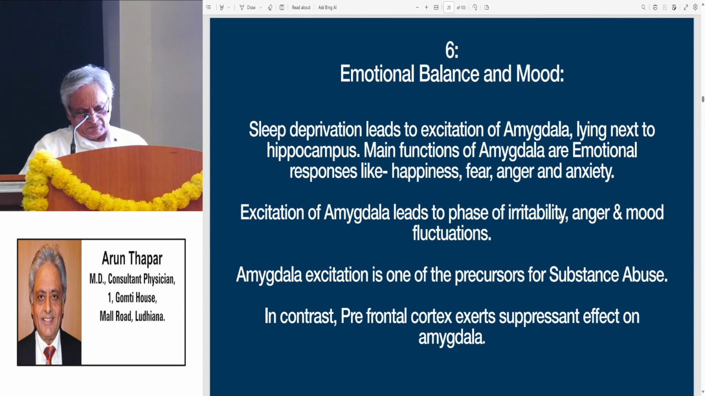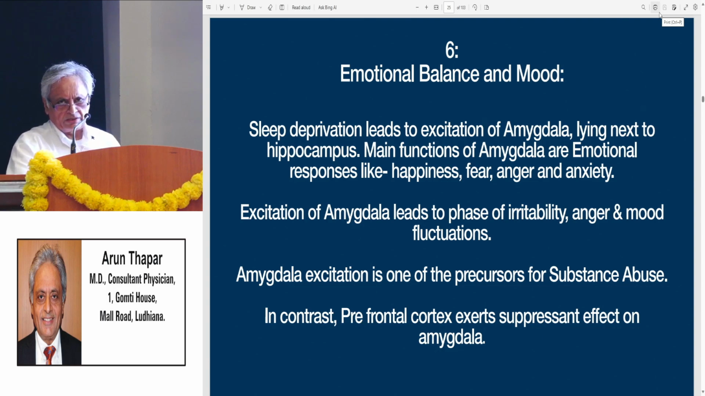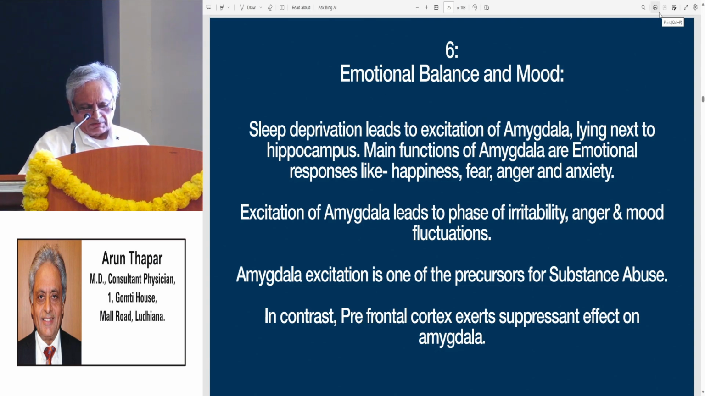Last, which carries a lot of weight, is emotional balance and mood. Sleep deprivation leads to excitation of the amygdala, lying next to the hippocampus. If you don't sleep for a night, or for 2 days, like we often have in our medical profession, with duties and night duties, what happens is that the amygdala gets excited.